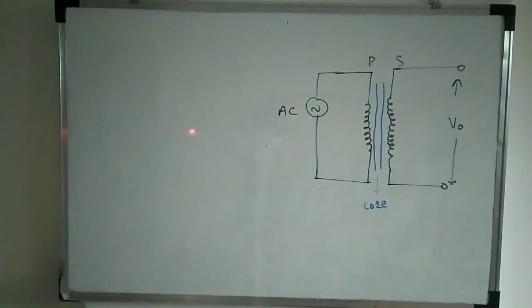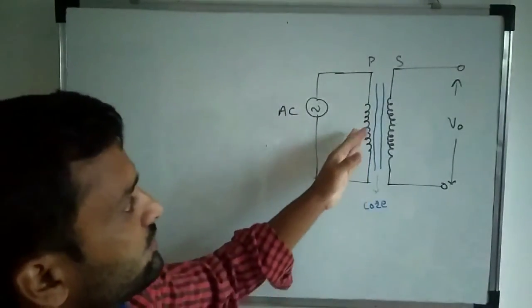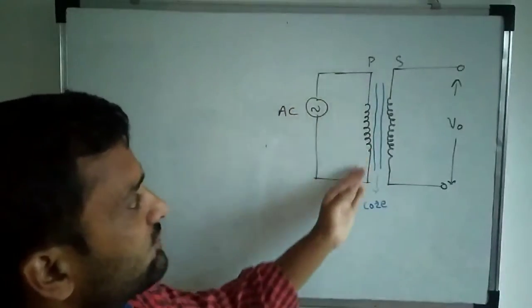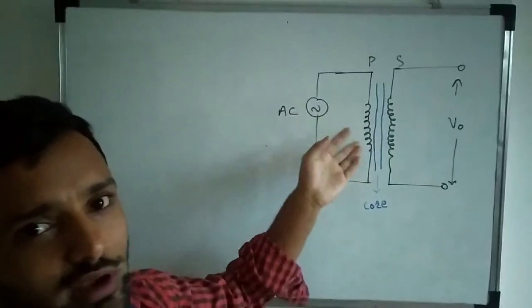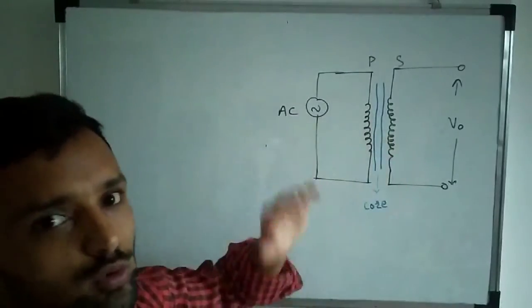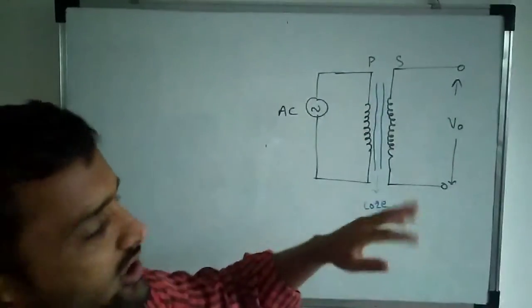Now this is about the construction of the transformer. In working, what happens when the AC source is connected to the primary coil? Current will start flowing through the primary coil. In AC, the magnitude of the current continuously changes and the polarity also changes, because in AC there are positive and negative cycles.